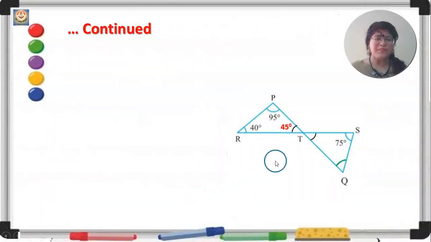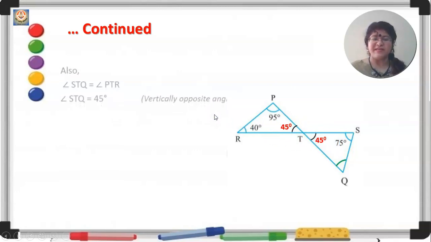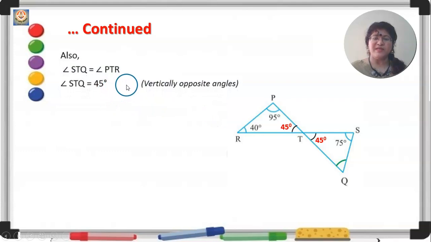Same question. Now, look at triangle STQ. In this triangle STQ, only the measure of S is known. So what do we do? Let us first find the measure of angle STQ. If you compare STQ and PTR, they are vertically opposite angles, so the measure of these two angles will be equal. You start off by writing STQ equal to PTR because they are vertically opposite angles. Therefore, the measure of angle STQ equal to 45 degree.